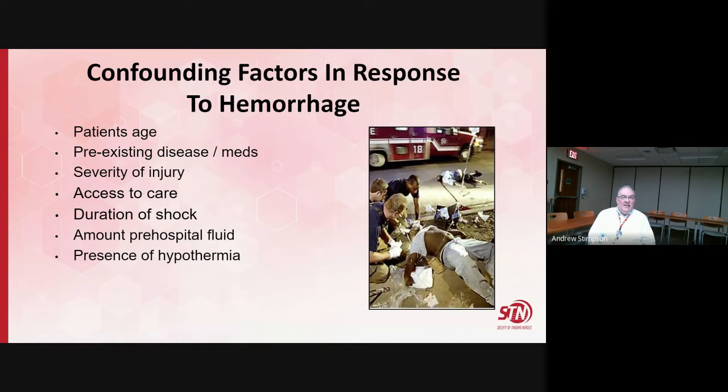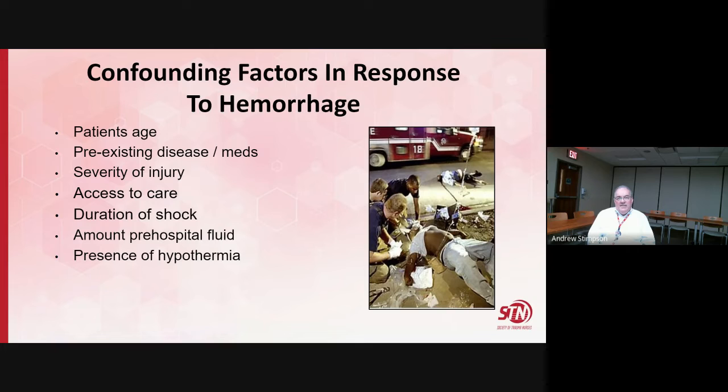Duration of shock is a challenge. Obviously, as I mentioned earlier, there comes a point when shock is not resuscitatable. And so if someone's had shock for a very long time, even if we ultimately do the right thing, we may not be able to resuscitate the patient. Pre-hospital fluid, how much to give, we'll talk about that a little further.